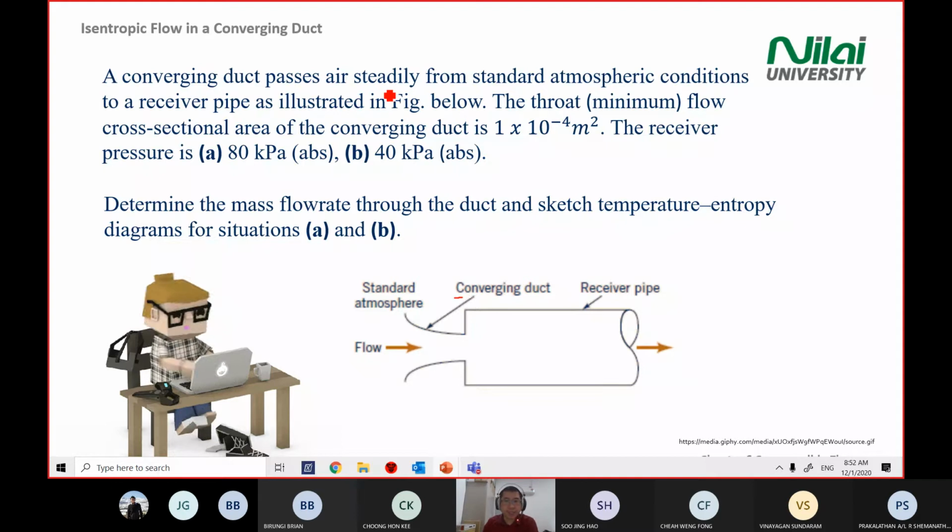So a converging duct passes air steadily from standard atmosphere condition to a receiver pipe. This is a receiver pipe. And the flow is from the left to right. So of course, if you're in the rocket, it is in the other direction. So this is just a tutorial question. So the flow is from the left to right, from a converging duct into a receiving pipe. Again, this is question 41 in your tutorial handout. So the throat minimum flow cross-section area is given here. So this is the minimum. A is given here.